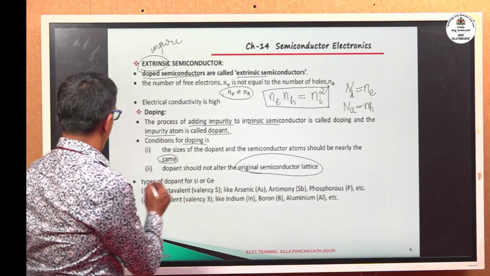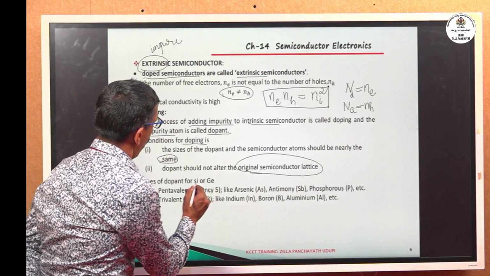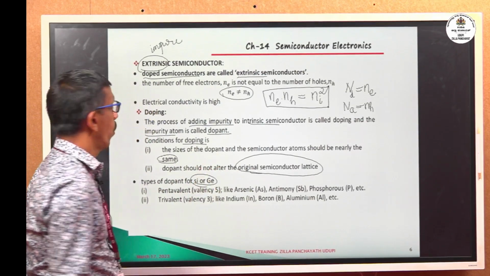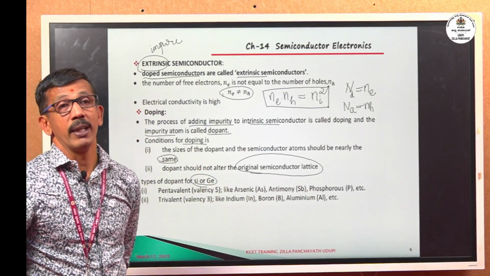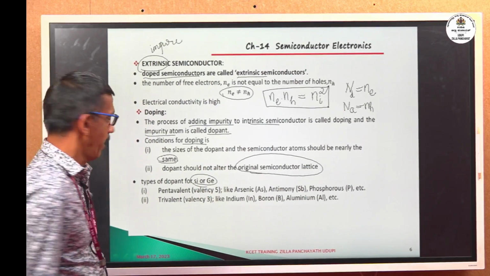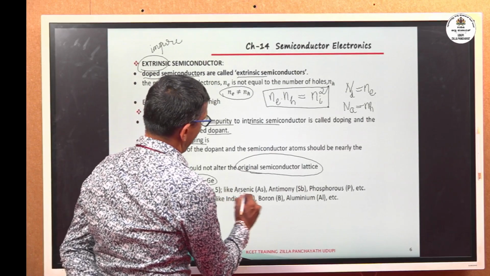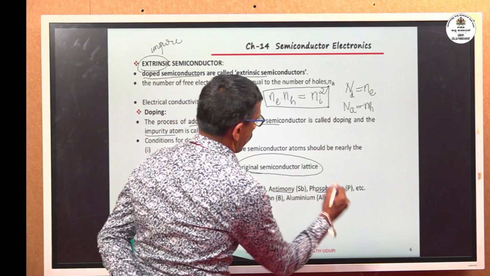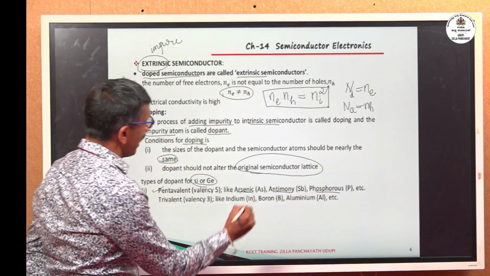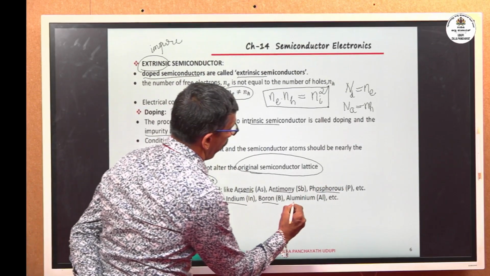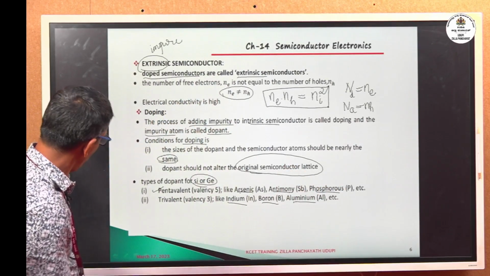Types of dopant for silicon or germanium to convert it into N-type and P-type semiconductor: pentavalent impurity atoms are arsenic, antimony, phosphorus. Trivalent impurity atoms are indium, boron, aluminium. Move on to the next slide.